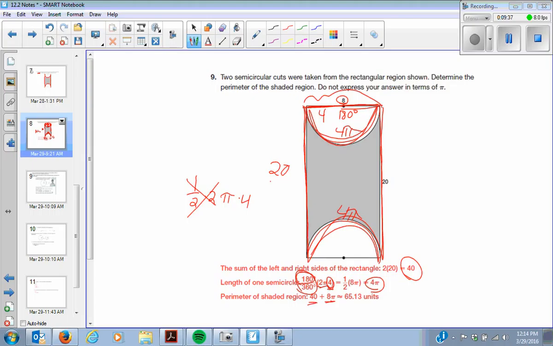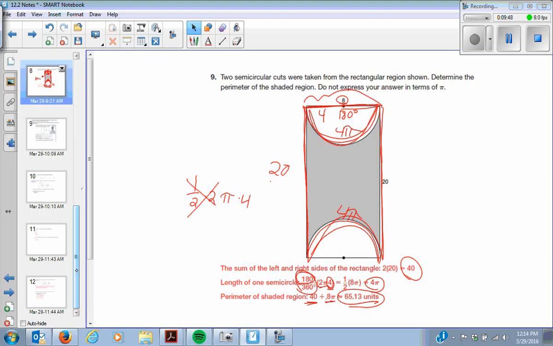In their calculator, they hit 8 times pi, then added 40, and they got this answer. You should practice that on your own at home. Do that in your calculator. Make sure you can come up with that answer.